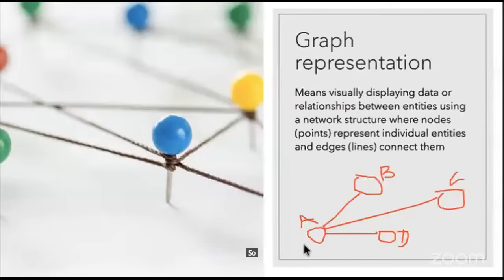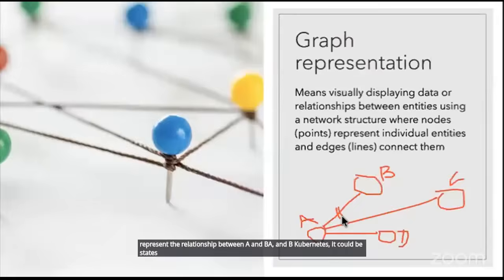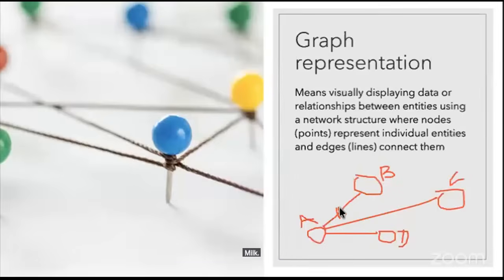So the straight lines represent relationships. This straight line I crossed here represents the relationship between A and B. A and B could be anything, it could be states. For example, A could be milk. The straight line could be Milo. B could be tea. So that means A with Milo will give you tea.